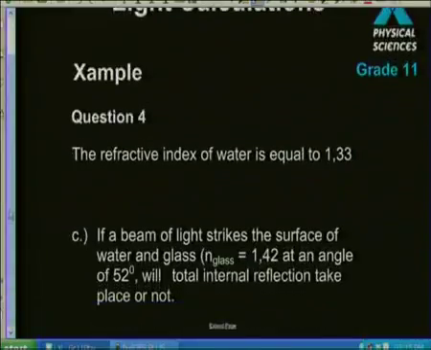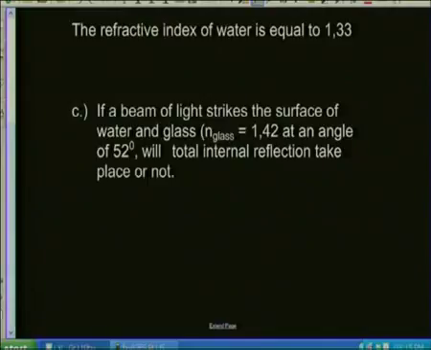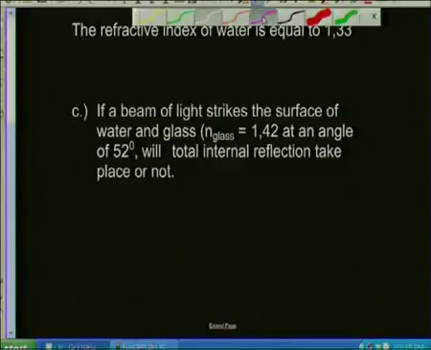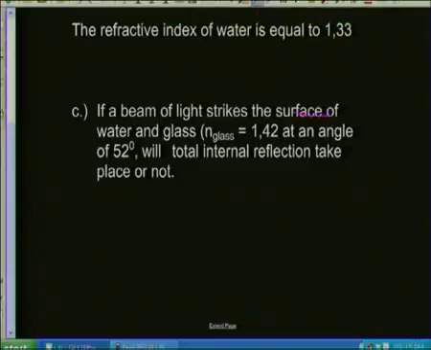Now, there's one last part to this question that I think is very interesting. The critical angle, you've noticed I've said the critical angle with respect to air. It's with respect to a boundary. And here is my next part of the question. It says, if the beam of light strikes the surface of water and glass, so it's not water and air anymore, where the refractive index of glass is 1,42, at an angle of 52 degrees, will total internal reflection take place or not?